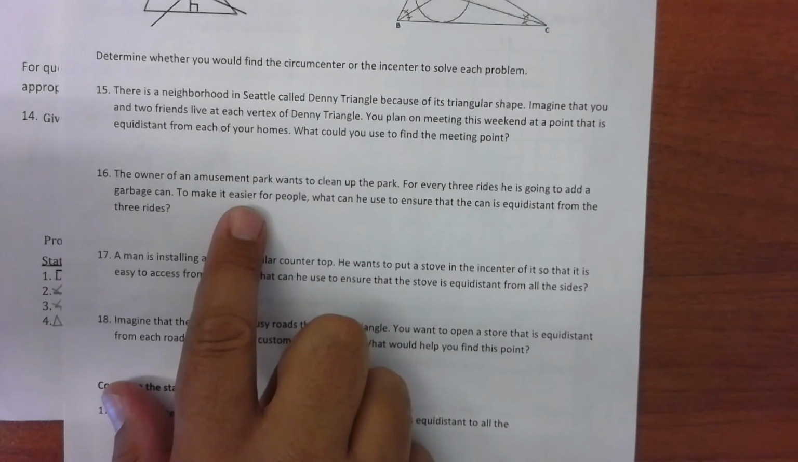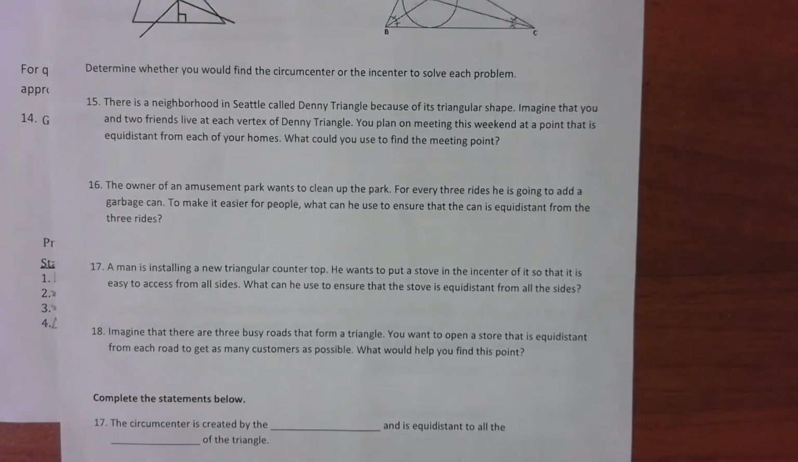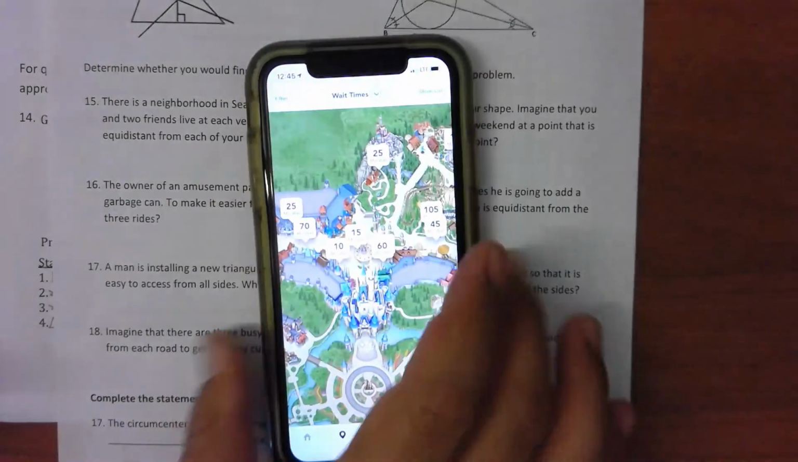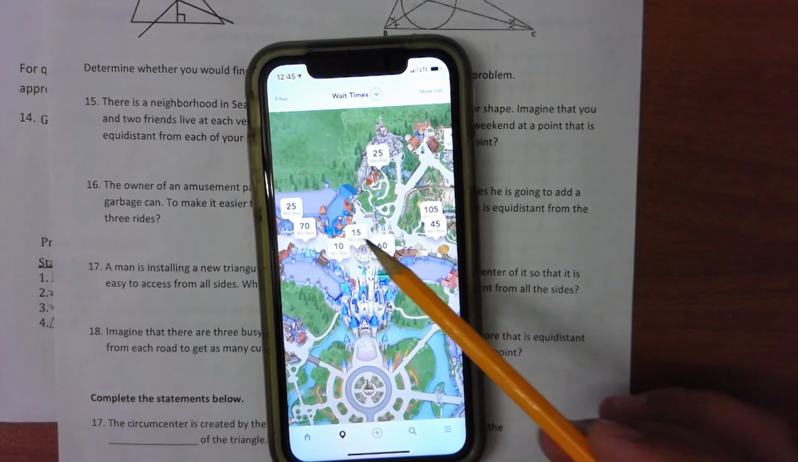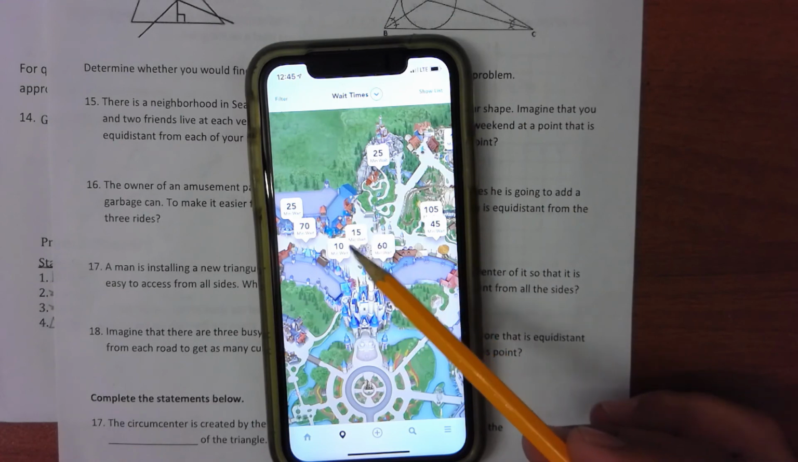You're putting a trash can in between three rides. When you look at a park map, the rides are going to be points, not sides, which means you're the same distance away from 3 points. So that again is going to be circumcenter. If I wanted to put it the same distance away from these 3, those are points. Okay? So I'm going to find the circumcenter.